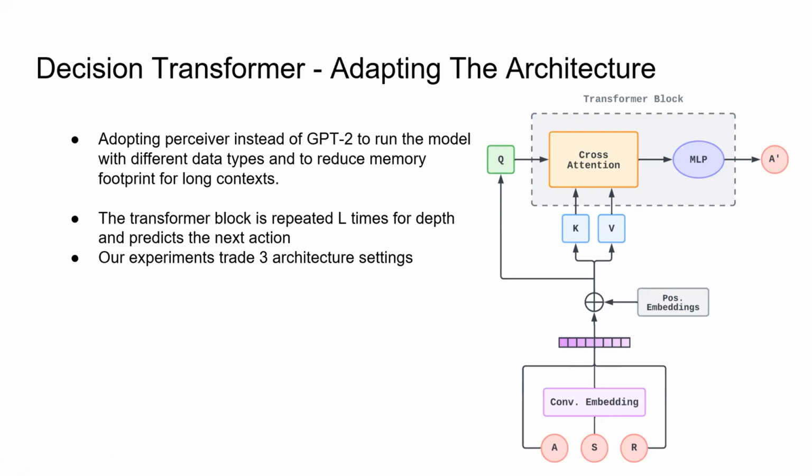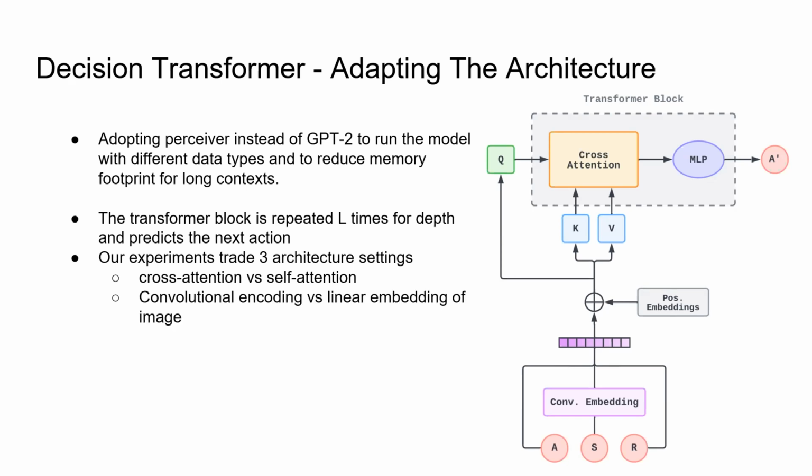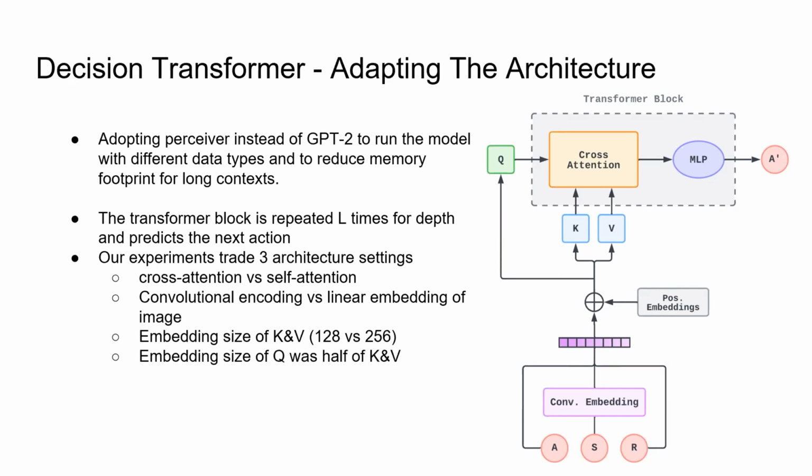In our experiments, we traded off 3 settings in this architecture. We did cross attention versus self attention. We did a convolutional encoding versus a linear embedding of the image. And we also traded off embedding sizes of K and V, where Q is always half of K and V.